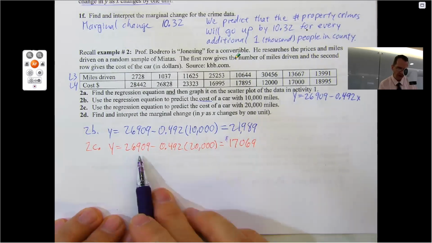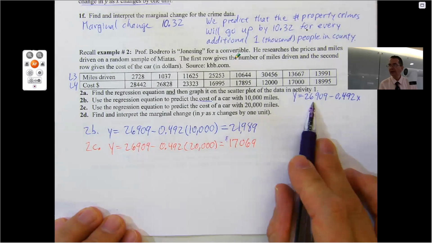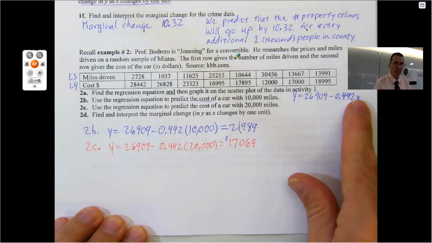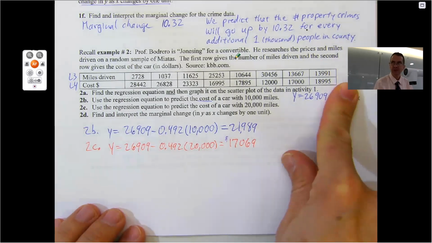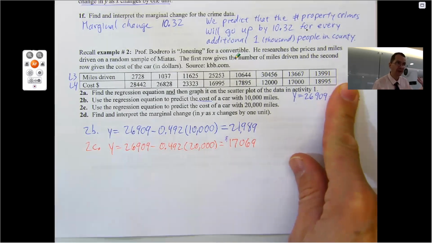Where did 26,909 come from? Our regression equation. Oh, actually, that's a good question, Michael. What if X was 0 miles? What would 0 miles mean? A new car, right? So we would predict that a brand new car would cost about $26,909. Cool. I'm glad you noticed that.